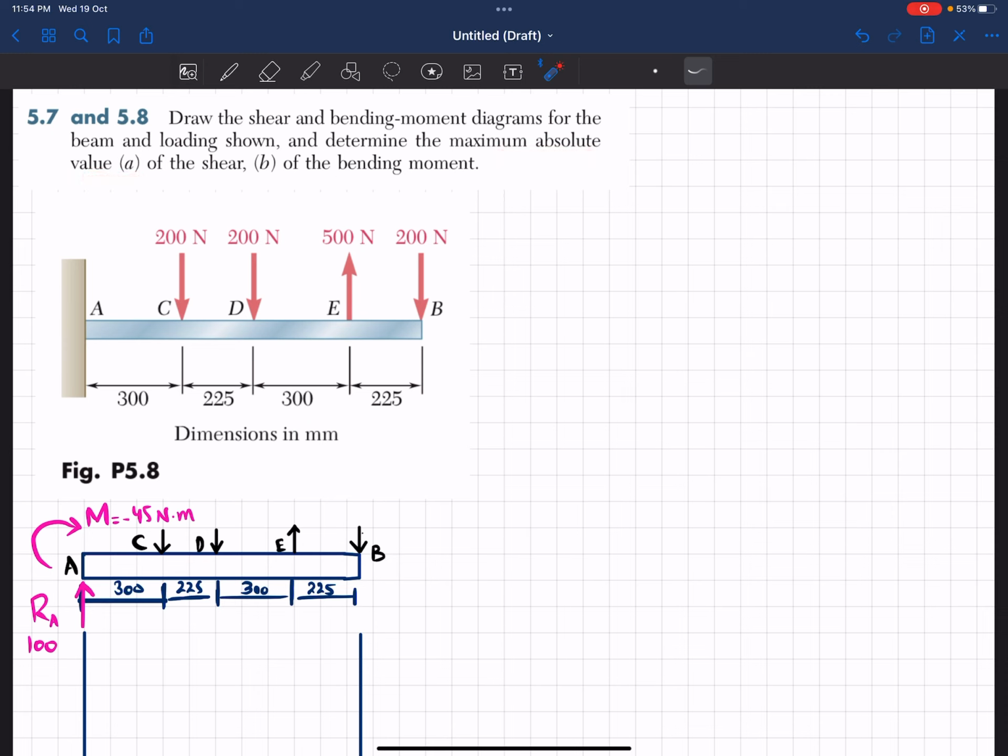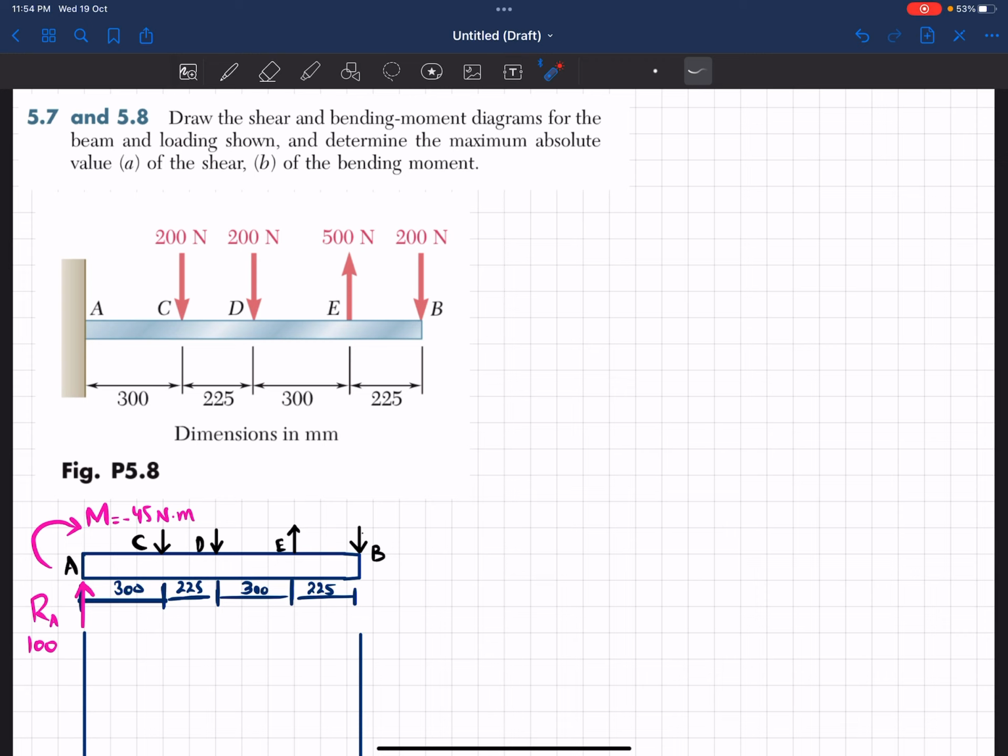You can see this is a cantilever beam that is fixed at point A. There is a loading at point C, 200 Newton, at point E, 500 upward, and at point B there is a load of 200 Newton downward. All the dimensions are given in millimeters, and the total length is 300 plus 225 plus 300 plus 225. So let's start with the solution.